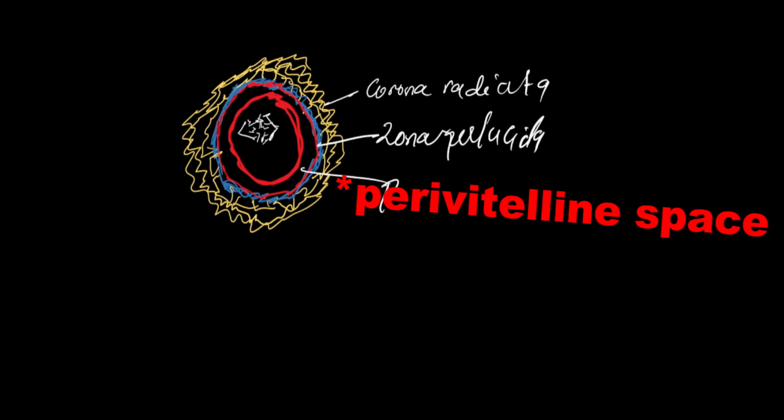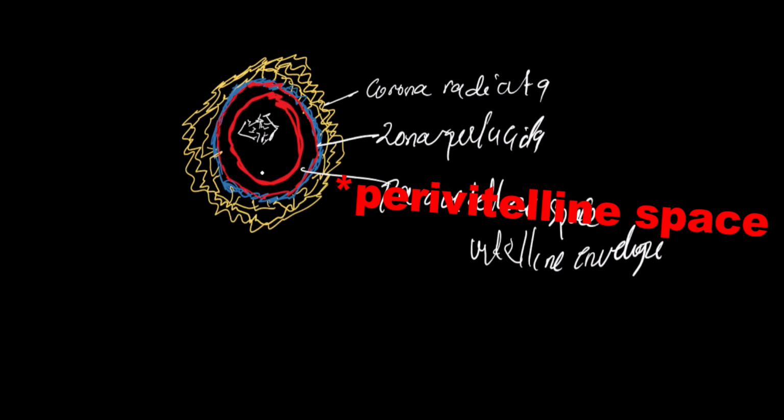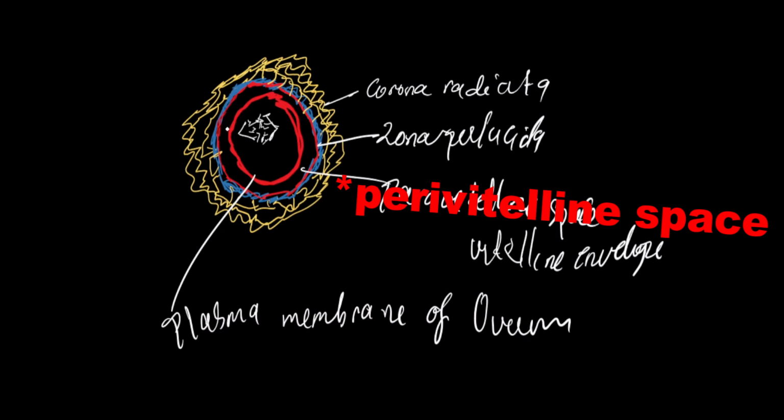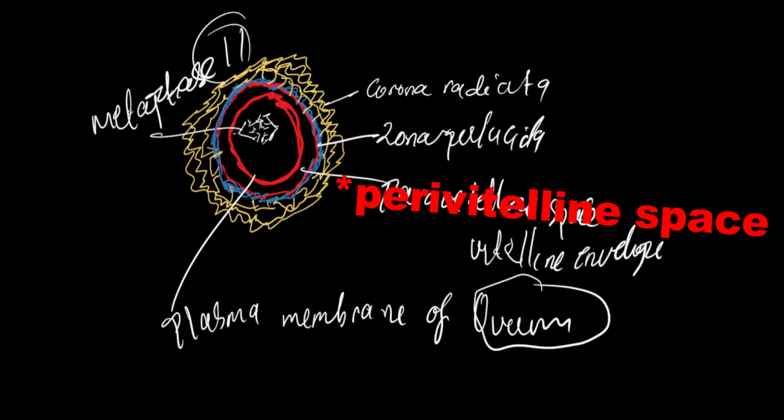Alright, so here in yellow we have the corona radiata, then just beneath it we have the zona pellucida, then we have the paravitelline space or the vitelline envelope, and then we have the plasma membrane of the ovum. And right here we can see that the secondary oocyte, which we're referring to as the ovum, is arrested at metaphase 2 of the second meiotic division.